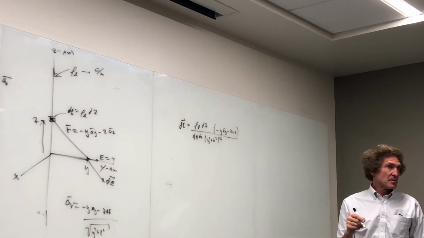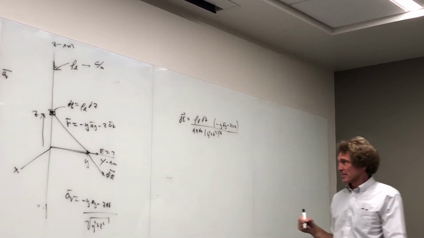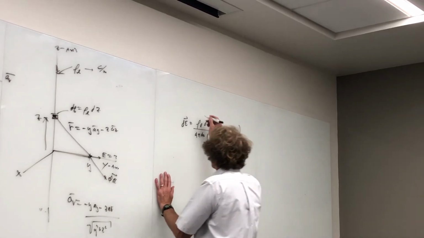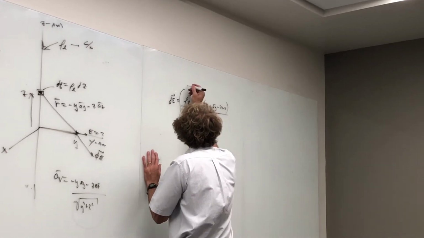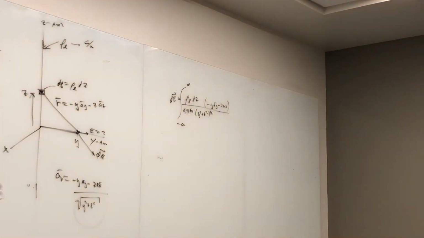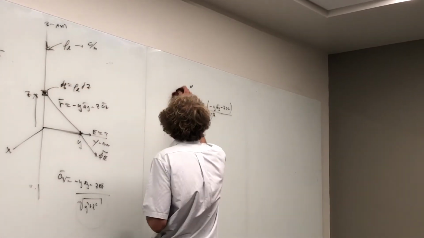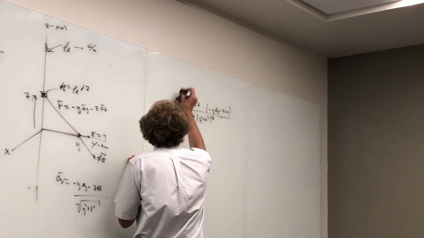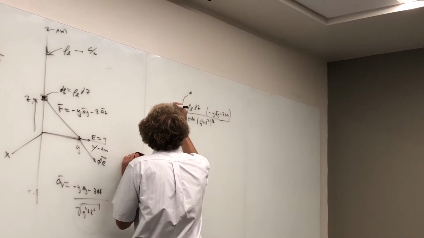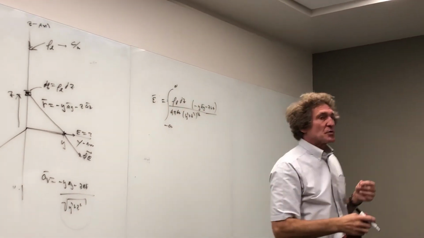So what am I going to do? What's the word I'm looking for? Integrate. I'm going to integrate this thing from minus infinity to infinity to get my total electric field E. And voila. The total electric field is given as such. Now, here's where a trick comes in.